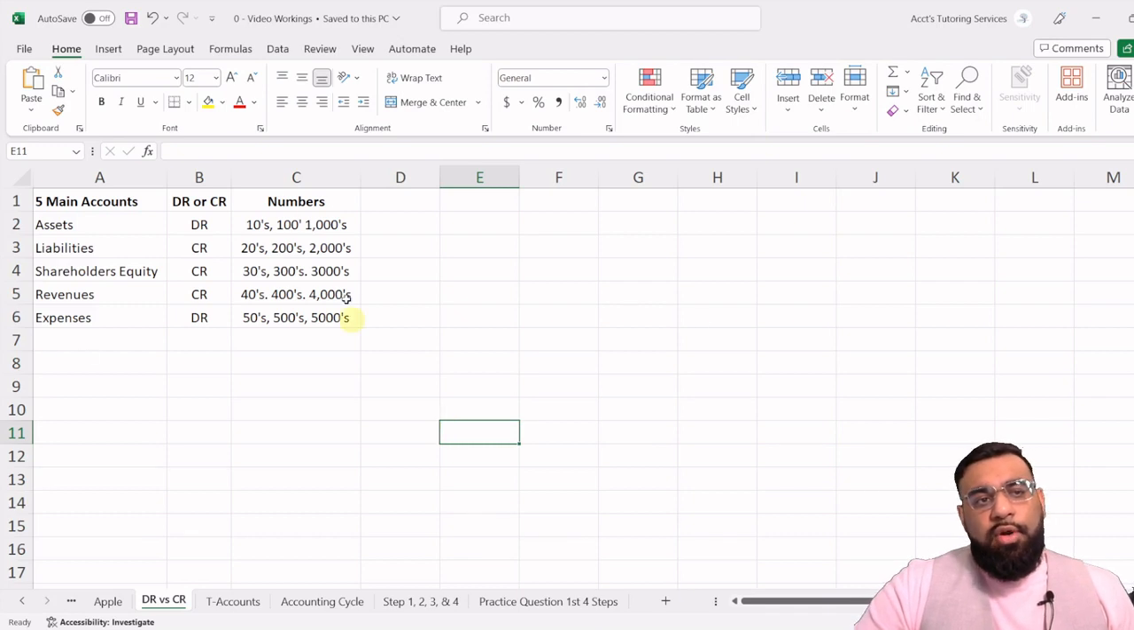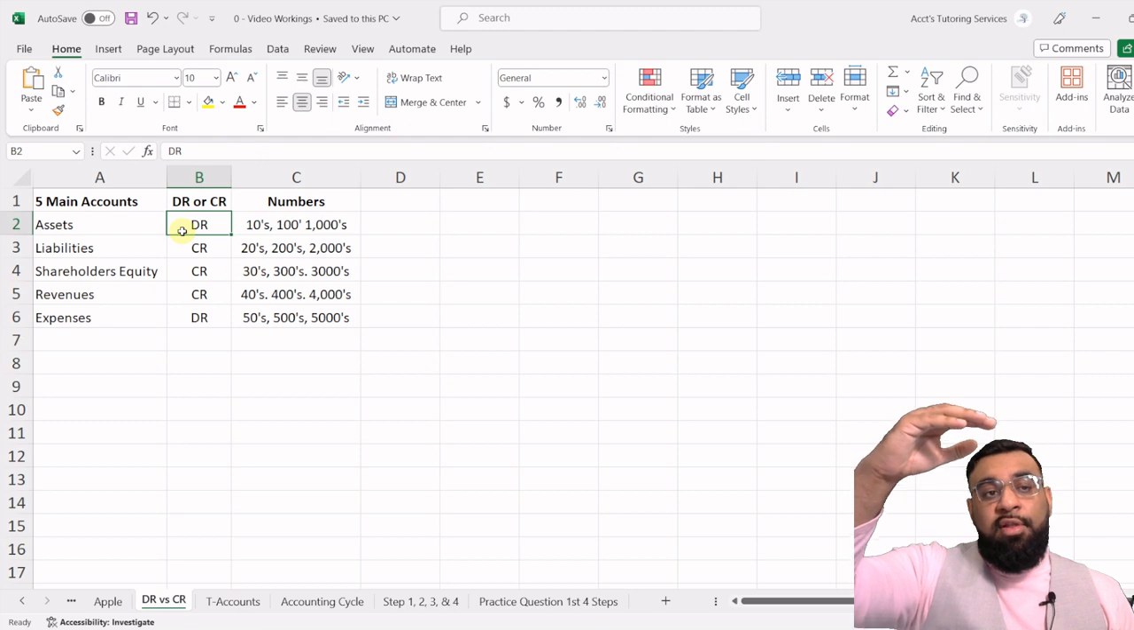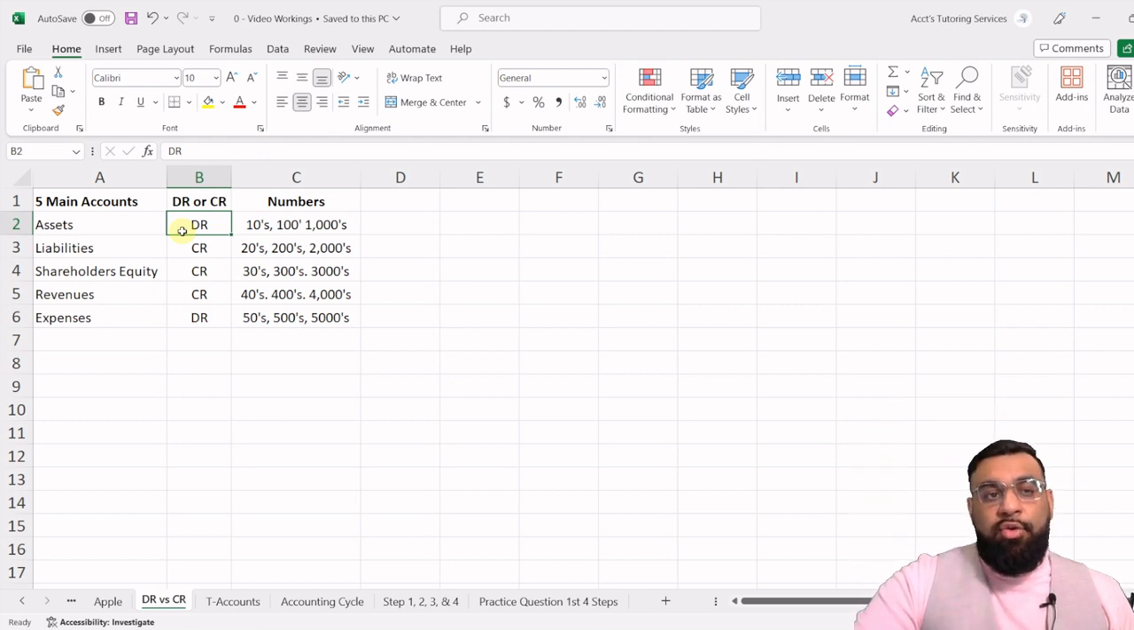In this video, we're going to focus on debits and credits. So essentially, out of the five main accounts, which are assets, liabilities, shareholders' equity, revenue, and expenses, each account is denoted either a debit account or a credit account. All this means is that if an asset is a debit account, that means on the debit side it increases, then by default on the credit side it decreases.